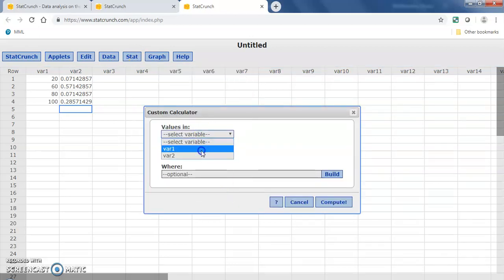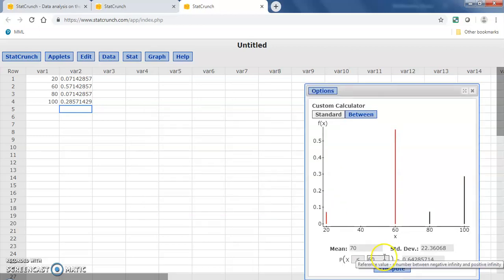So let's see. Now we go to Stat, Calculator, Custom. The values are in variable 1 and the weights are in variable 2, and then you compute. And so the mean is 70 and the standard deviation is 22.36.